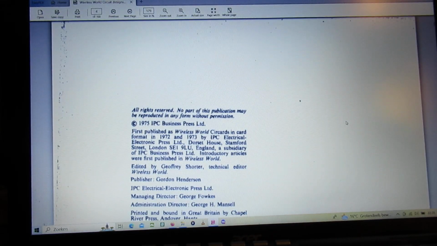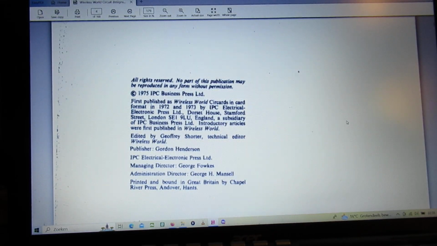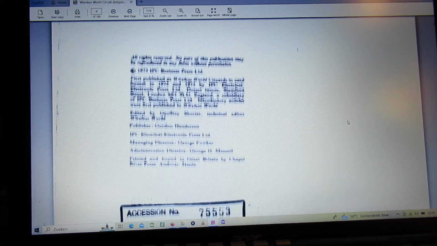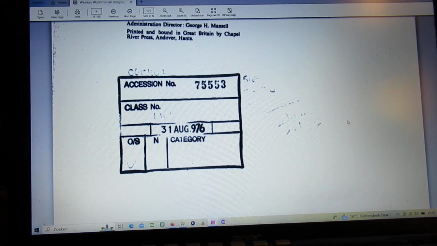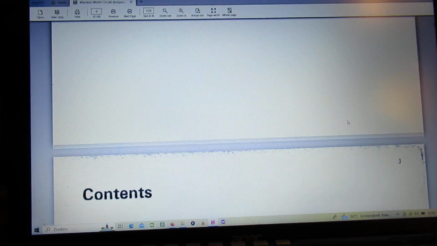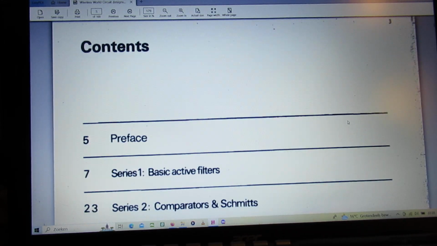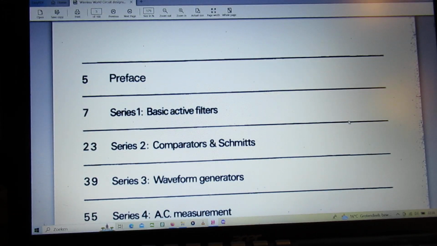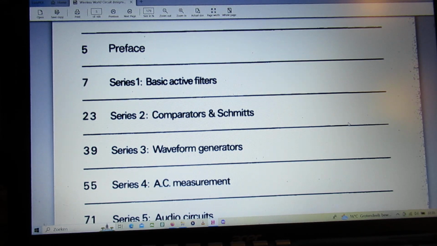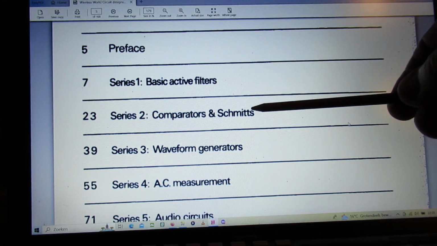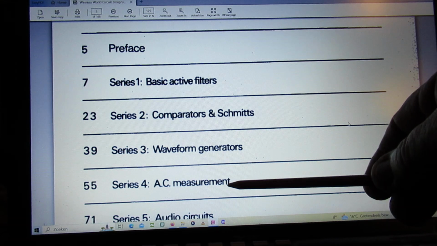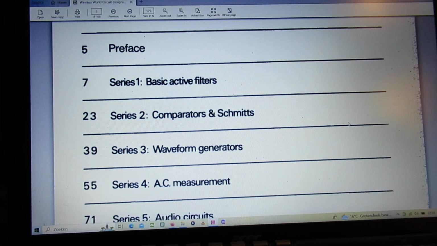1975, so a long time ago, of course, but like I say, it is still not obsolete. Absolutely not obsolete. Here are the contents: basic active filters, comparators and Schmitt triggers, waveform generators, AC measurements, audio circuits.